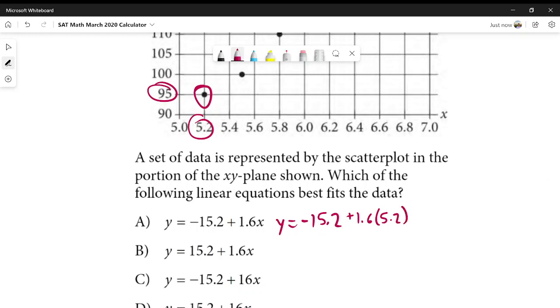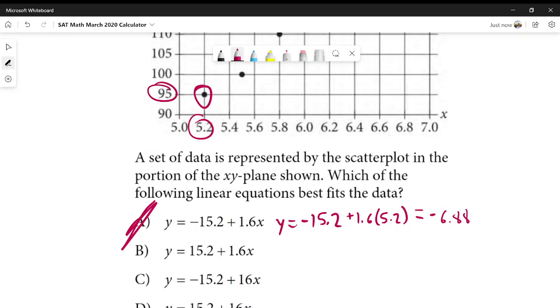And so I just put that into my calculator. And that's gonna give me like negative 6.88. And so that y value is like way off from 95. So that means that A can't be right.